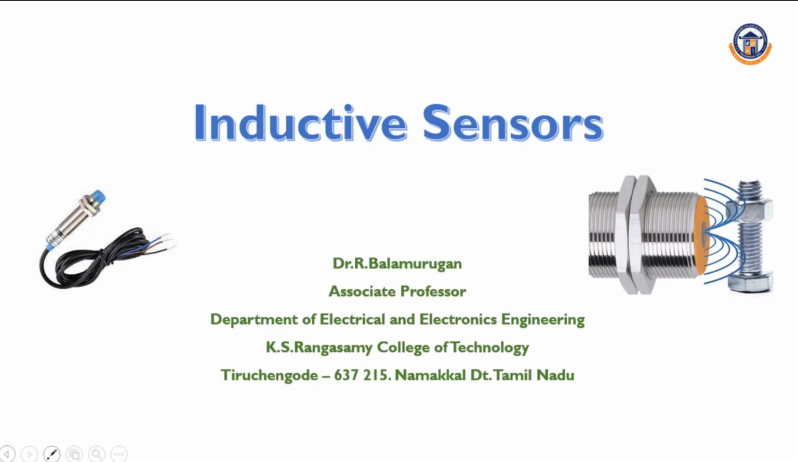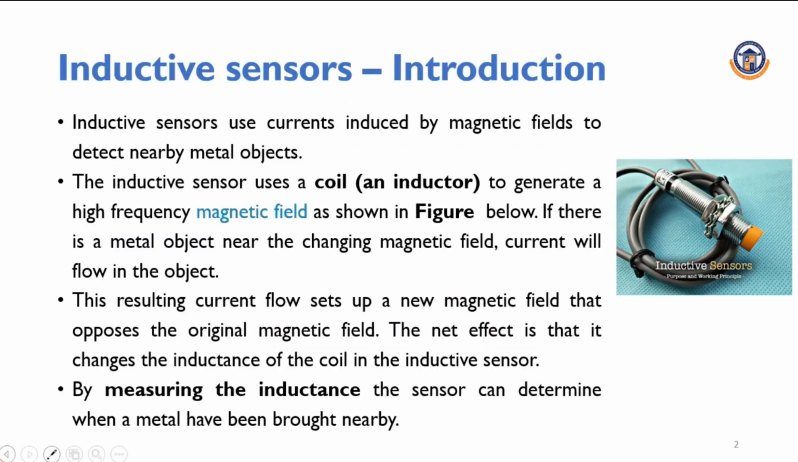Inductive sensors are used for detecting objects. Let's see how objects are detected using inductive sensors, what the cross-section view is, and what the operations of inductive sensors are. Let's go into the topic. First of all, we will see the introduction to inductive sensors.